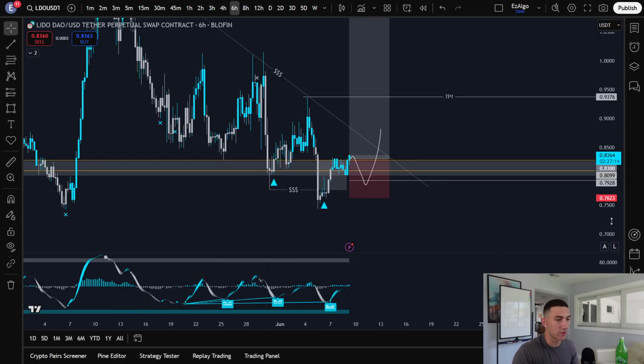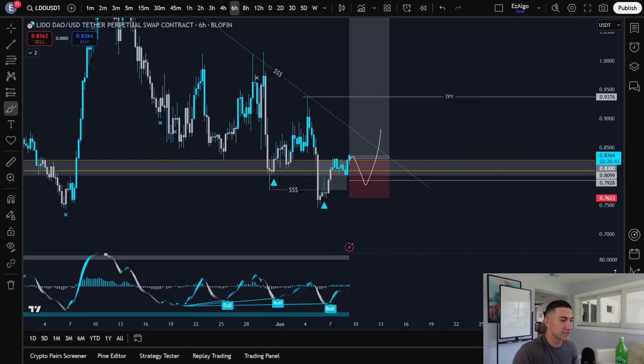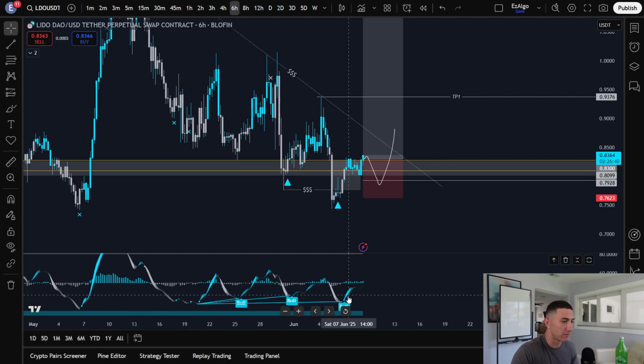Now, for my entry confirmation, I waited for my manipulation model. This is a model that I've coined. It involves a few different confluences. Number one is going to be a sweep of a previous low, meaning price comes down below this low and closes above with an inverse fair value gap, indicating a shift in momentum back up to the upside. And number three is going to be momentum on my momentum oscillator, right? We're also seeing some bullish divergences.